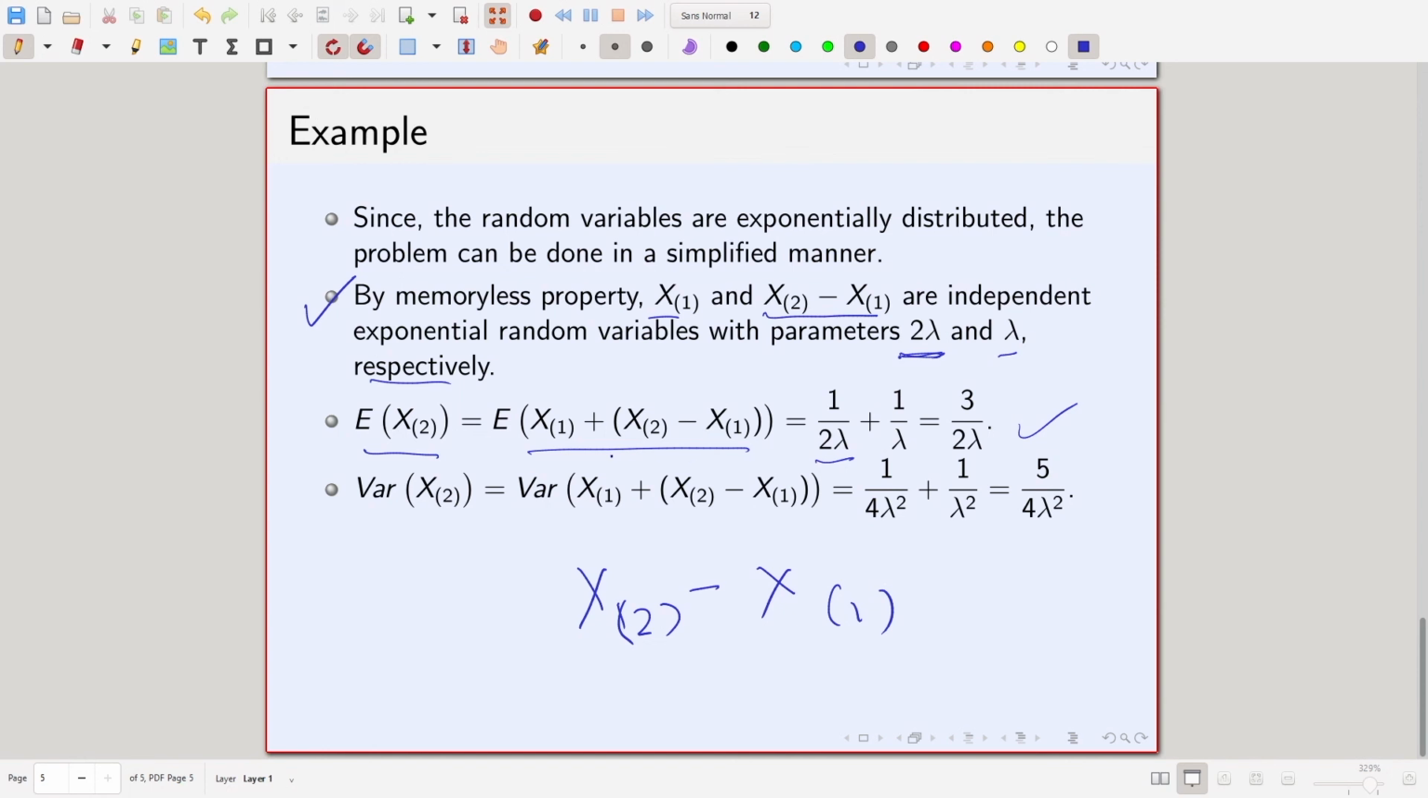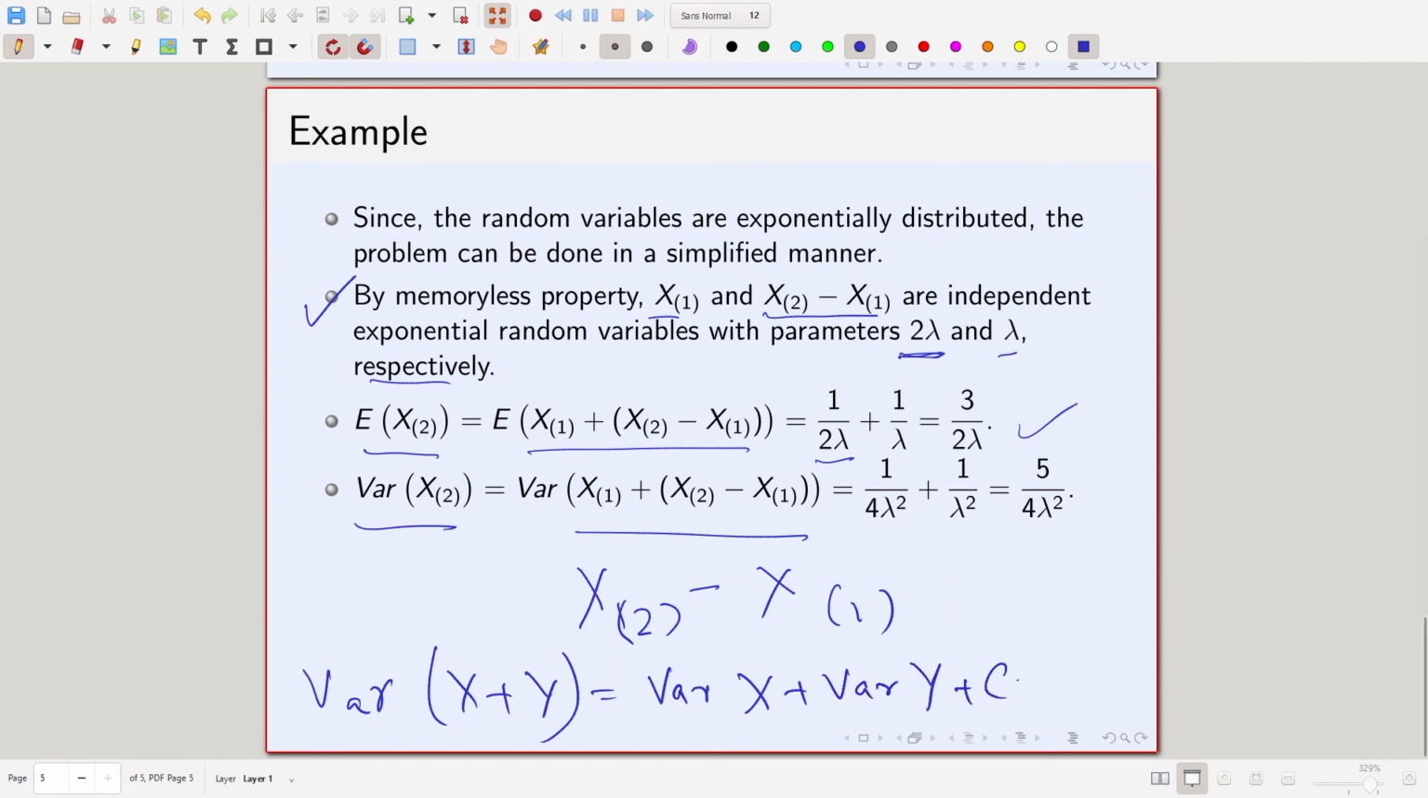So here we basically didn't need the independence of x1 and x2 minus x1 because expectation is linear, but when we want to calculate variance, again we break it in this way. Now we know that if you have two random variables x and y, the variance of x plus y is variance of x plus variance of y plus covariance of x and y.